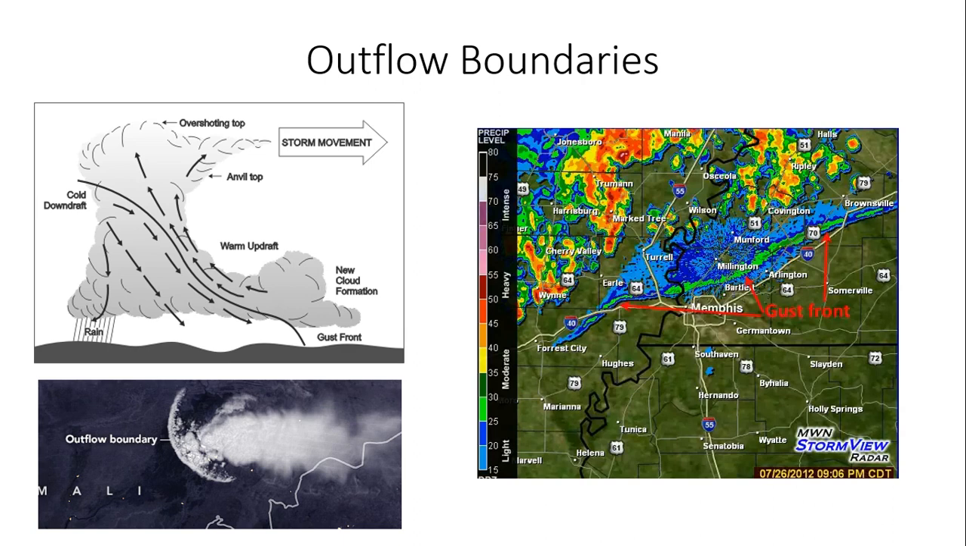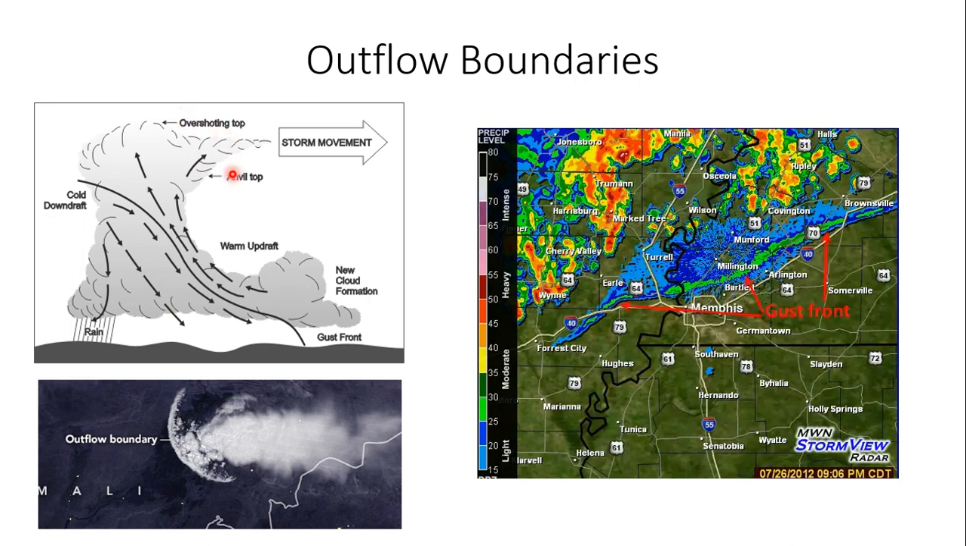Here are some examples of outflow boundaries, starting with a schematic here. Keep in mind that this gust front is the boundary between cooler downdraft air and the warm, moist air ahead of this boundary. This boundary is that gust front between the cool downdraft air and the warmer updraft air. Okay, so you see in this particular schematic in the upper left how the updraft air is on the right side of the storm, and then you have downdraft air on the left side, the cooler downdraft air. You also see where the rain is. It's in association with the cooler downdraft side of the storm.